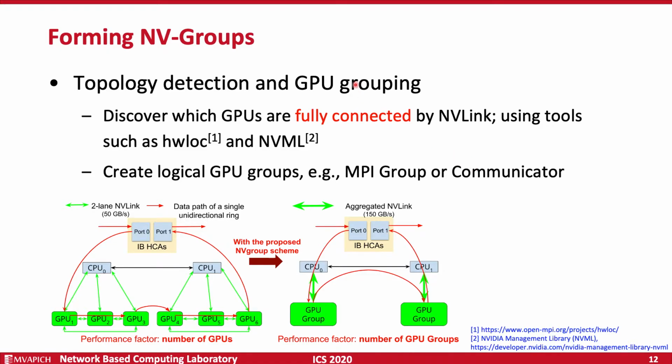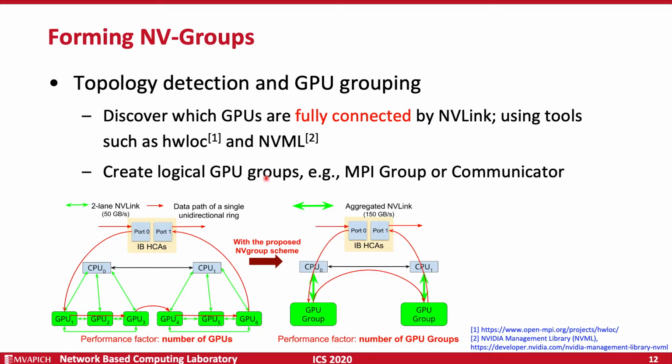First, forming the NV group is pretty straightforward. We perform topology detection and GPU grouping. To discover which GPUs are fully connected by NVLink, you can use tools like hwloc and the NVIDIA Management Library. Here's a link you can check out. It provides an API to tell you whether the link between the CPU and GPU 1 is an NVLink or not. So using these tools, we can figure out the topology.